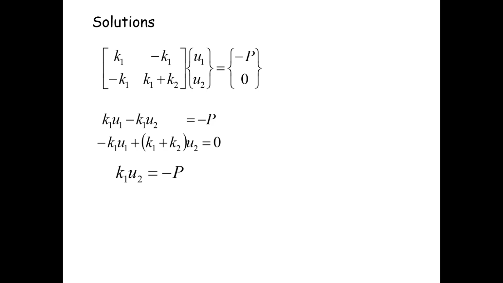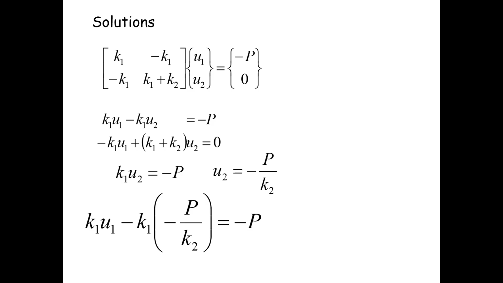We add the two simplified equations together to solve for U2. Solving for U2 gives us the following. To find U1, we substitute the value of U2 into the first simplified equation. Substituting U2 gives us the following. Solving for U1 gives us the following.